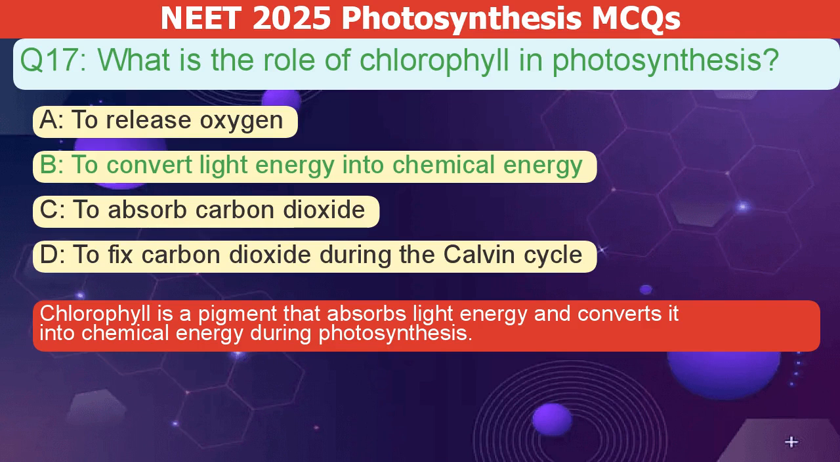The correct answer is B. Chlorophyll is a pigment that absorbs light energy and converts it into chemical energy during photosynthesis.